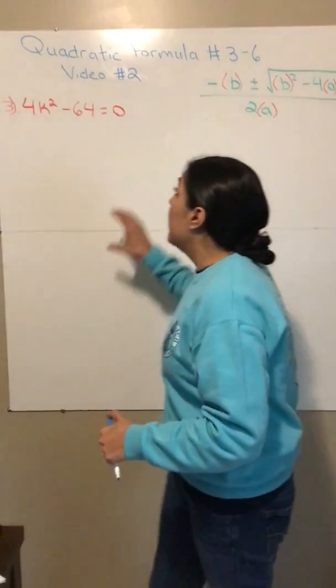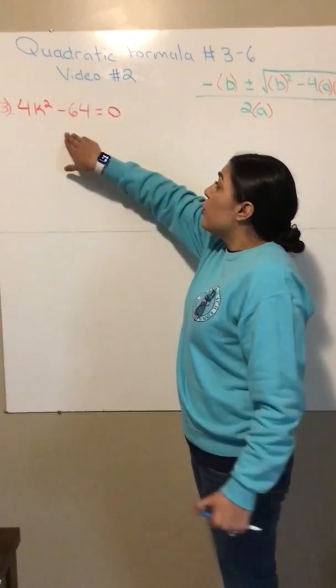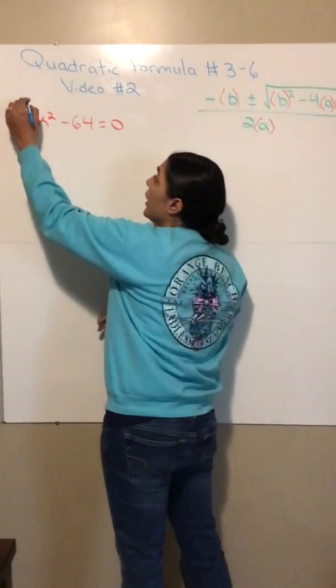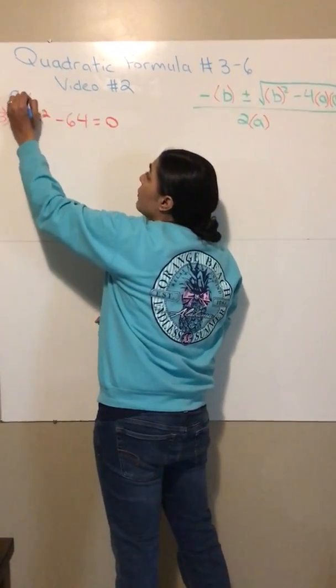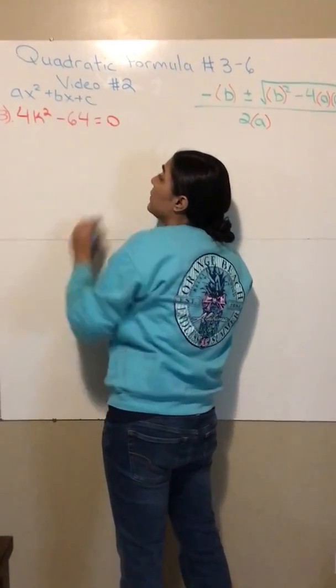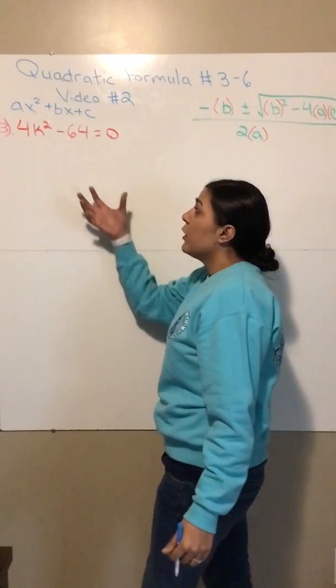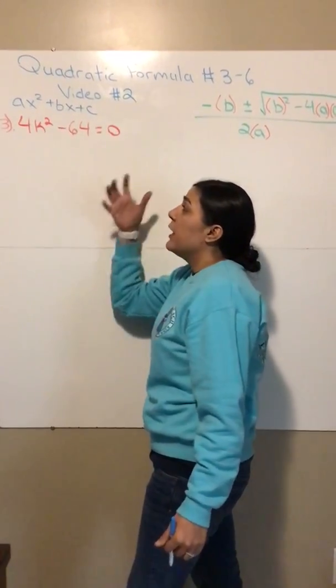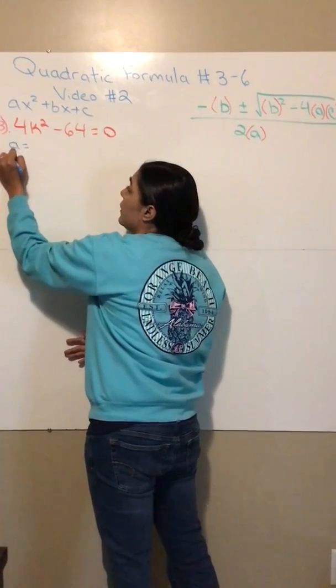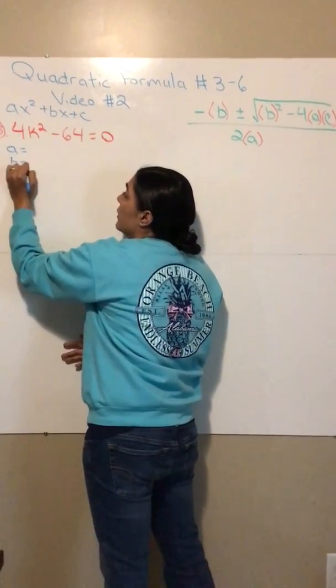Okay, so number 3, we got 4k squared minus 64 equals 0. And above here, I'm going to write what a quadratic should look like, ax squared plus bx plus c. So we're going to start by just looking at it and being able to identify our A, B, and C. You guys don't necessarily need to do this. However, I do think that it's helpful.